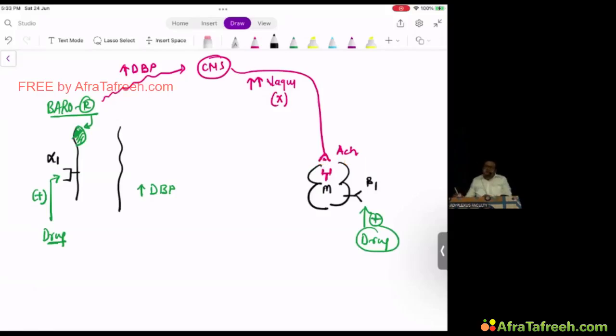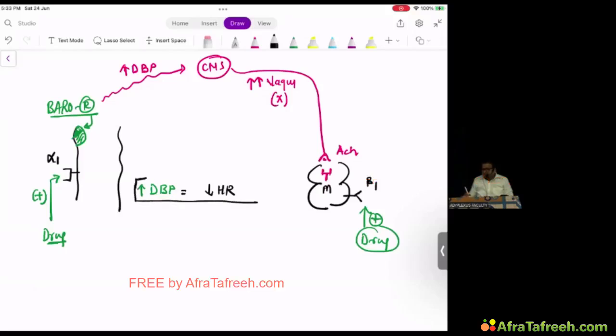If you remember the parasympathetic action on the heart, what was that? What happens with parasympathetic stimulation of the heart? Sympathetic stimulates the heart, parasympathetic inhibits the heart, and heart rate falls. This is the reflex control of the heart rate. In short, whatever happens to diastolic BP, the reverse happens to heart rate.